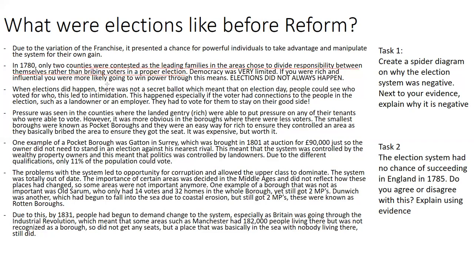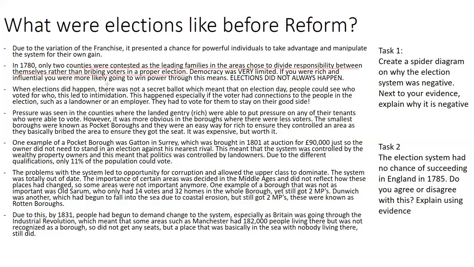Now, pressure was seen in the counties where the landed gentry, the rich people, were able to put pressure on any of their tenants who were able to vote. So if you're a rich person who had lots of people working on your land, you could say to them, vote for me or I'll sack you. Okay? And this was more obvious in the boroughs though.